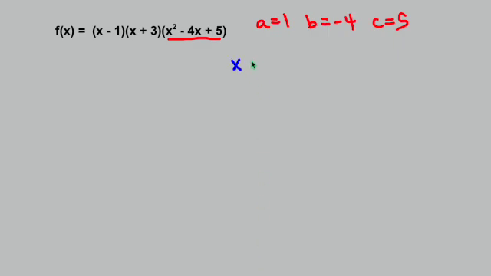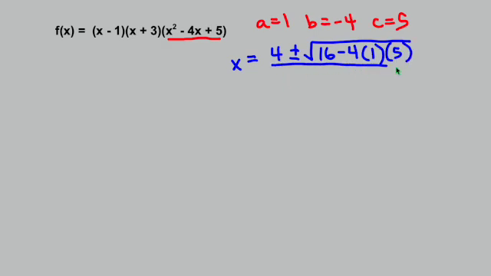So I get x equals, I take the opposite of this, which is going to be 4, plus or minus, I'm going to square b. Well, if I square negative 4, I get 16. And then it's minus 4 times a, which is 1, times c, which is 5, all over twice a. Well, if I double 1, I get 2. Now, if you grab your calculator and do the math, 16 minus 4 times 1 times 5 actually is 4 plus or minus the square root of negative 4.